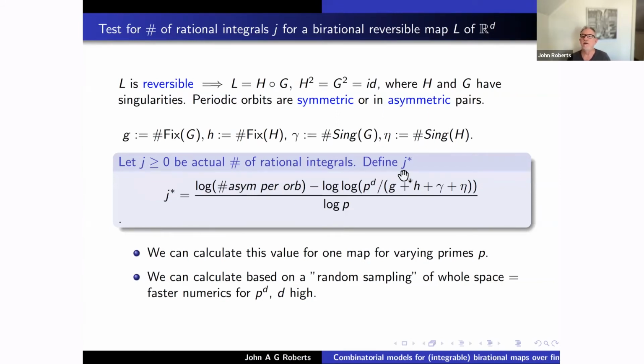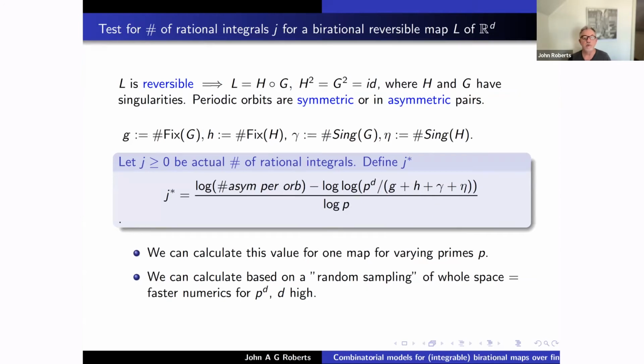So we came up with a method to define this thing J star. It involves looking at the reduction of the map mod P, and then looking at the periodic orbits and checking if they're symmetric or asymmetric. So are they fixed under the reversing symmetry or not? And then just counting the number of asymmetric periodic orbits you get. And then you have these various functions here, where D is your ambient dimension, and here are the cardinalities of these sets I described.